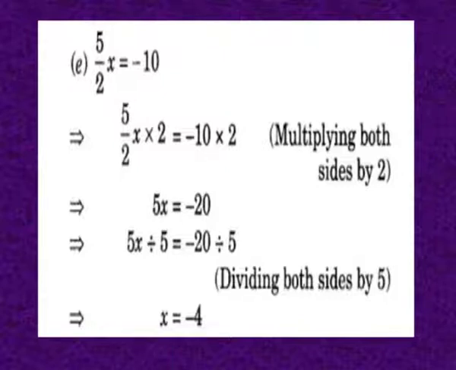Now it becomes 5x is equal to minus 20. Again we are dividing with 5 on both sides. We got 5x by 5, which is equal to minus 20 by 5. In LHS, 5 and 5 will be getting cancelled and it becomes x. Our RHS is minus 20 by 5, that is minus 4. Therefore x is equal to minus 4, which is our required solution.